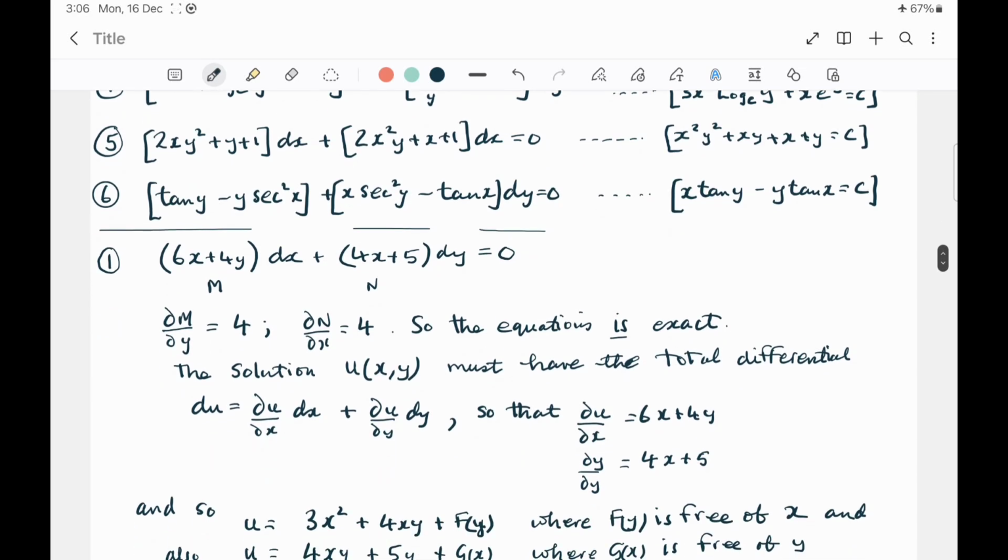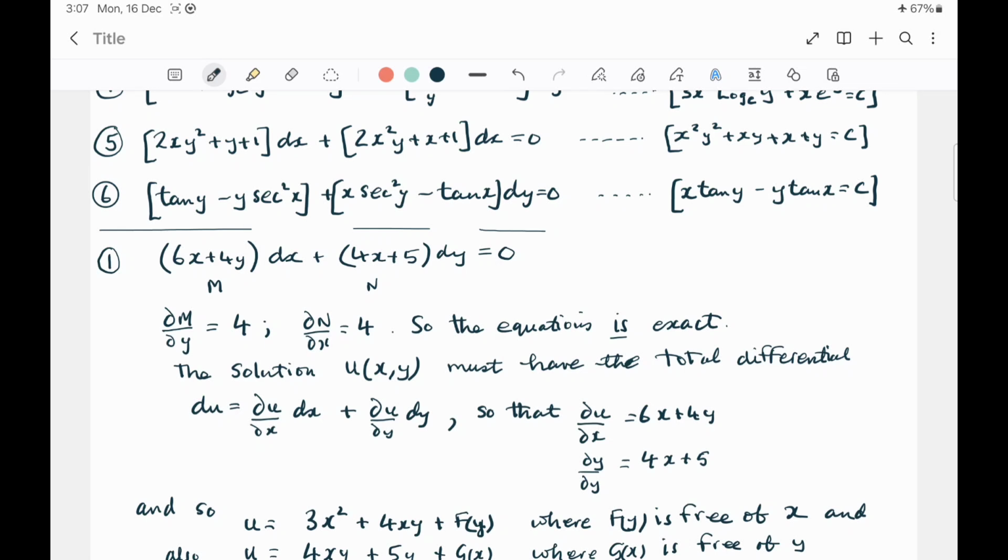I've written it down again, and we want to solve the differential equation (6x + 4y) dx + (4x + 5) dy = 0. First of all, we need to show that this is an exact equation. The partial derivative of M with respect to y is simply 4. And likewise, the partial derivative of N with respect to x is also 4. So the equation is exact.